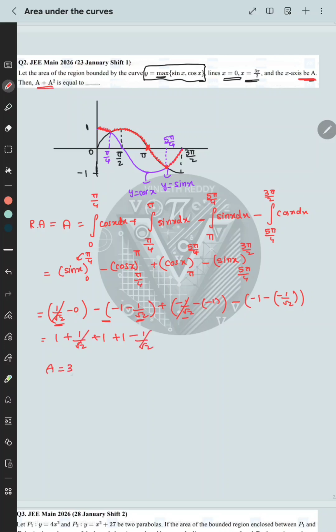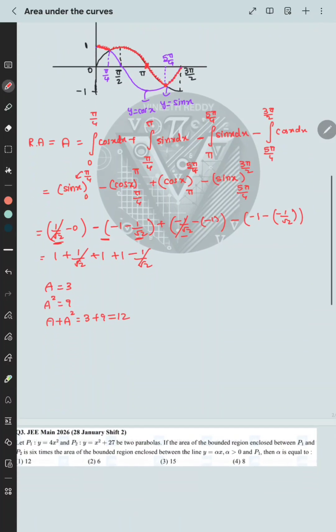And what is he asking? He's asking us to find the value of a plus a square. A square is 9, so a plus a square is 3 plus 9, which is 12. So I hope this should be the answer, right? So let us go to the next question.